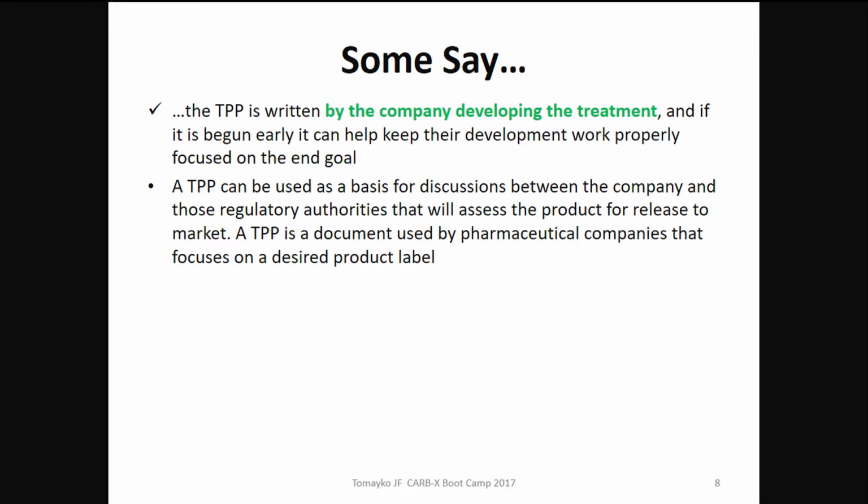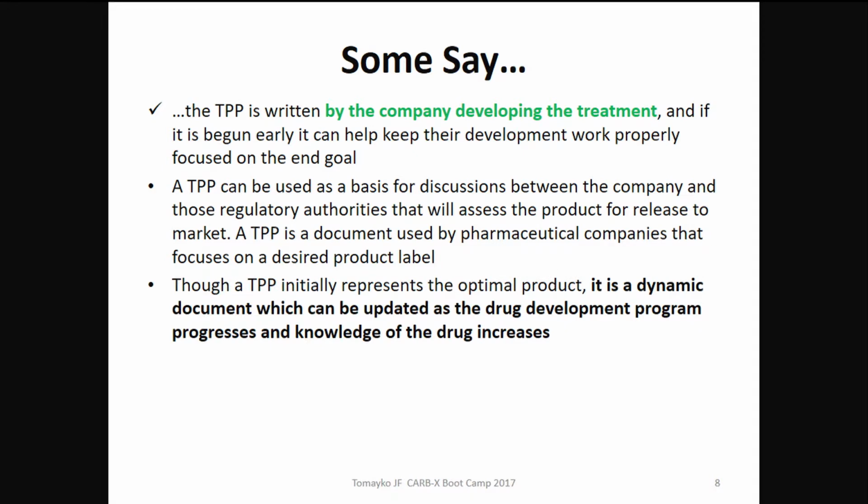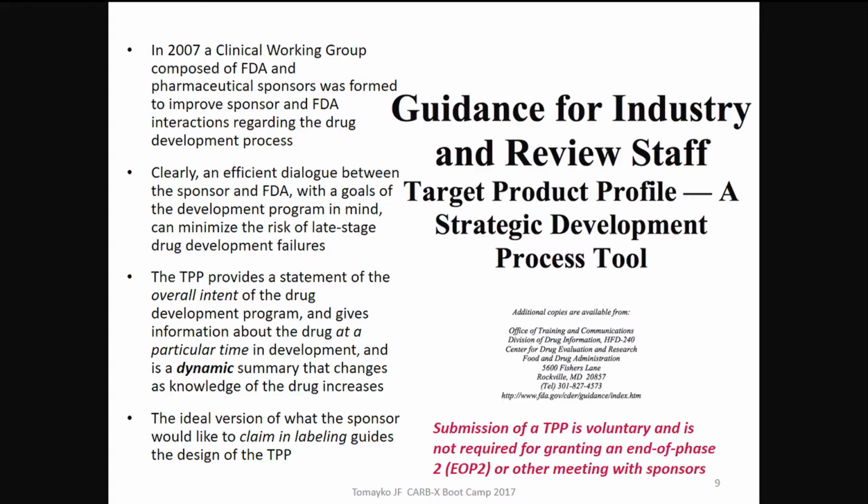A TPP can be used as a basis for discussions between the company and those regulatory authorities that will assess the product for release, and it focuses on the label. Though a TPP initially presents the optimal product, it's a dynamic document which can be updated as the drug development program progresses and the knowledge of the drug increases. Now, I'm paraphrasing many of the websites that I found.